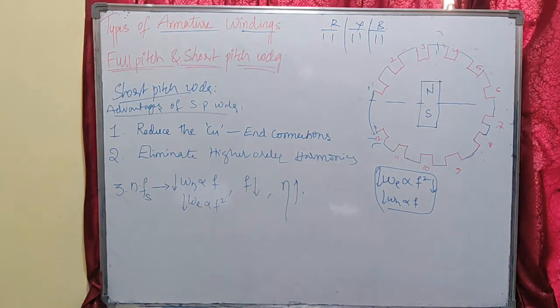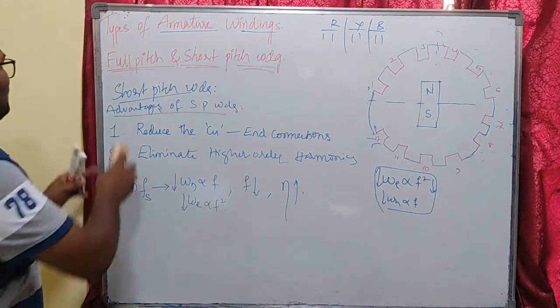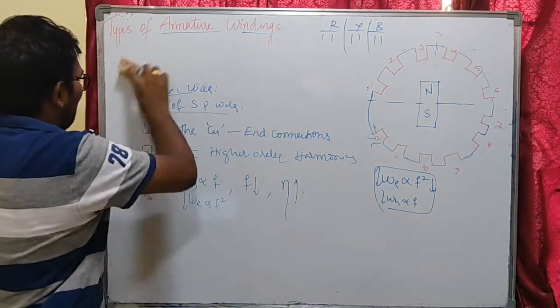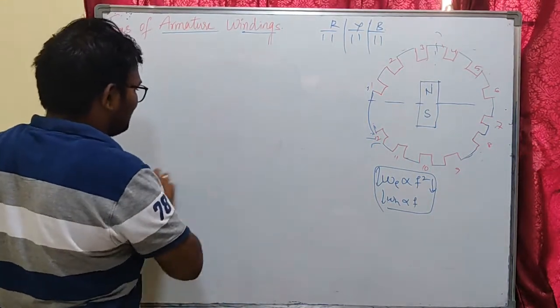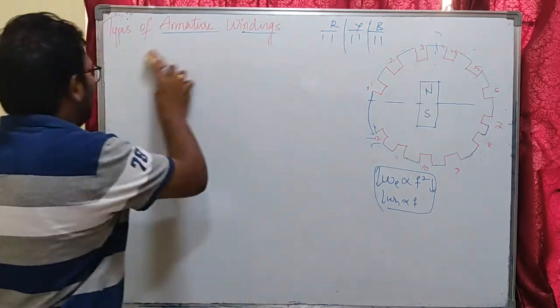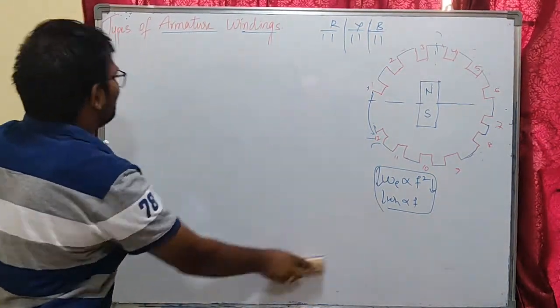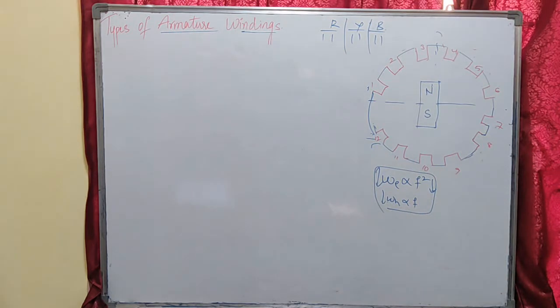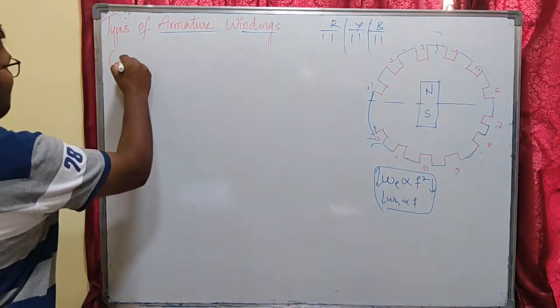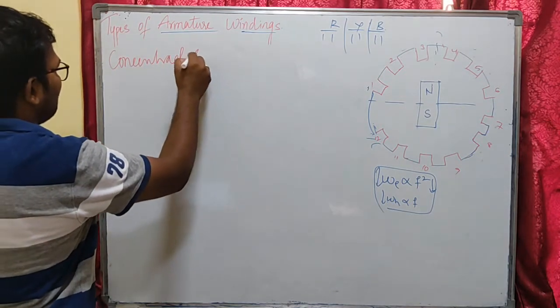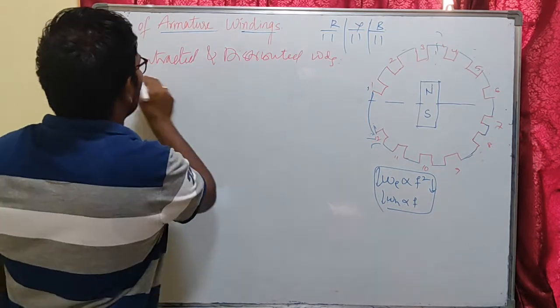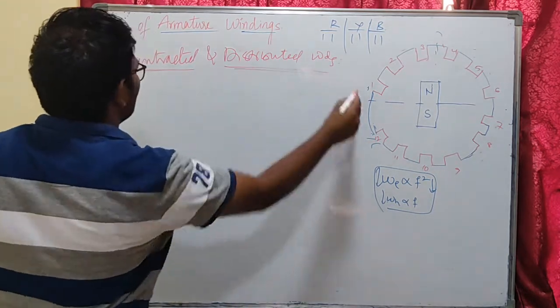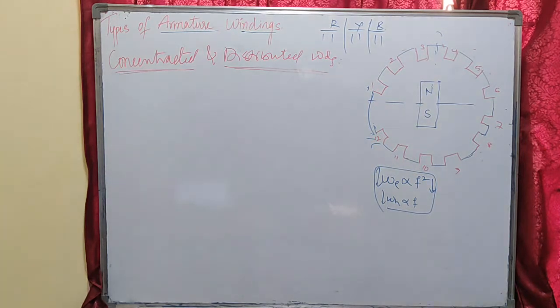Now let us see the concentrated and distributed windings. This is the third type of windings. Short pitch winding is used in most cases instead of full pitch winding, because short pitch windings eliminate higher order harmonics and the efficiency of the machine improves due to reduced eddy current and hysteresis losses. Now let us see concentrated and distributed winding. Concentrated means kept in one place, distributed means distributed along the periphery. That is the only difference.